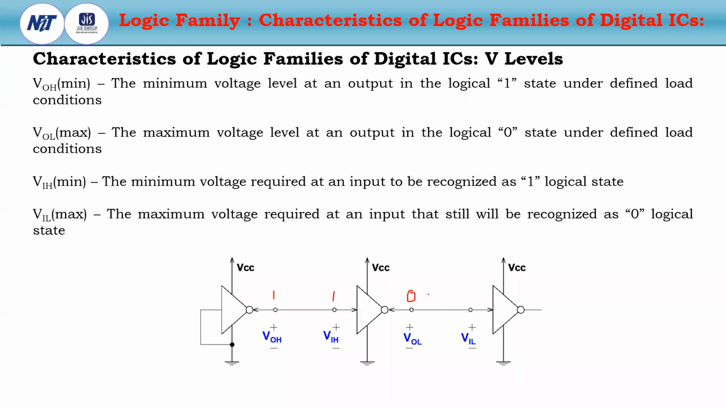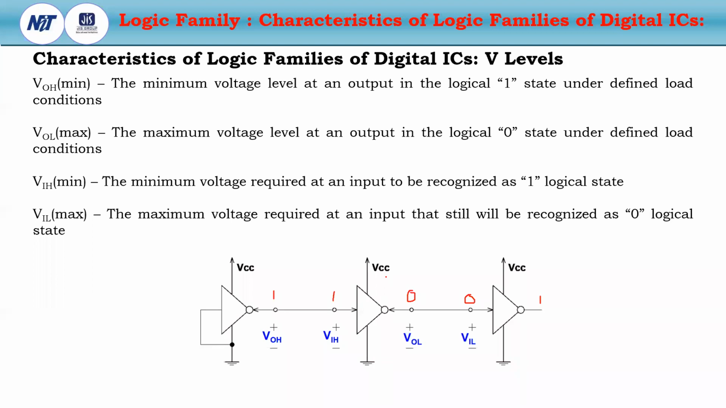And if this is 0, then the maximum voltage required at an input that will still be recognized as the 0 logical state. So if this is 0, then it will become 1. The next stage will come as 1 and 1, like this.